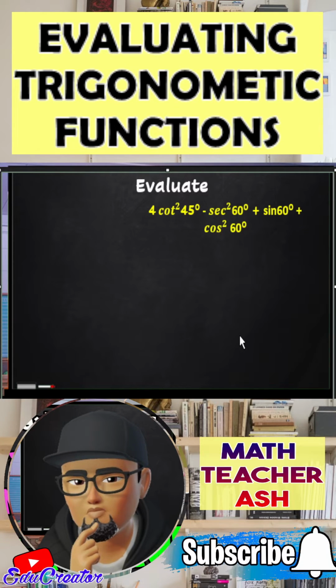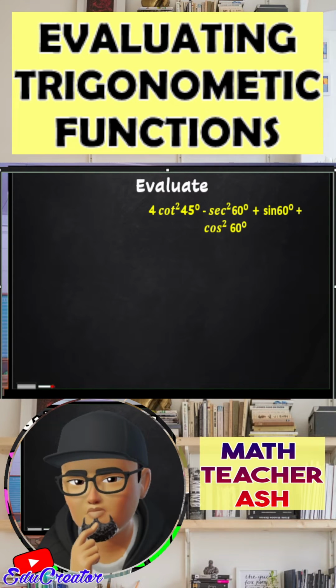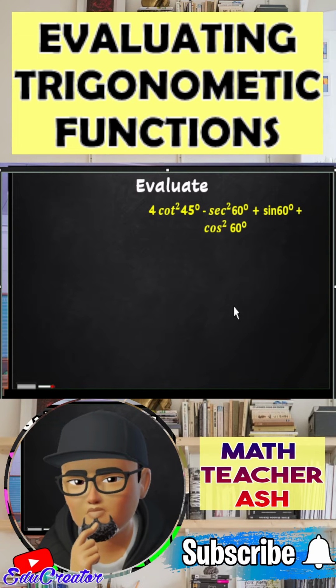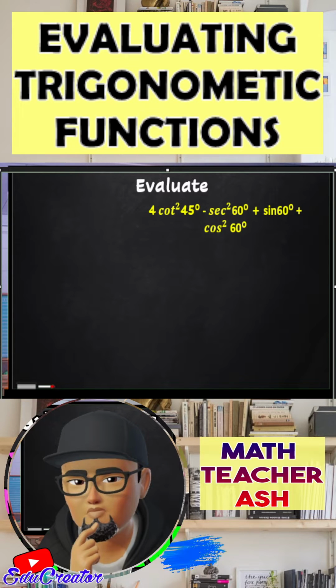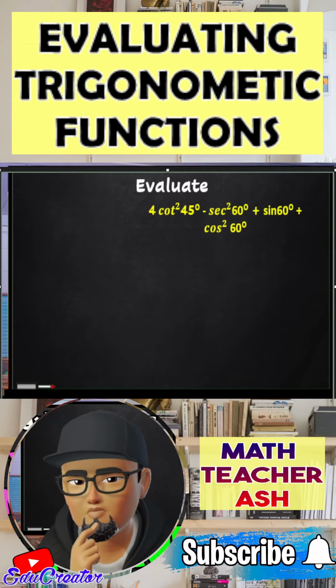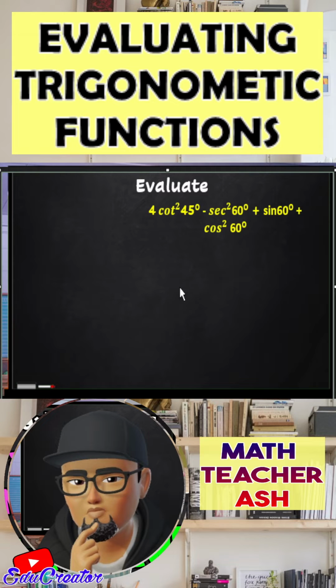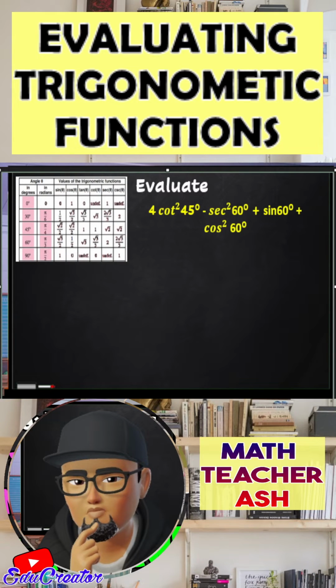Now we have here question number 6: cotangent squared 45 minus secant squared 60 degrees plus sine 60 degrees plus cosine squared 60 degrees. Alright, so it is quite long and challenging. Of course, my dear math learners, I will also give you this as your exercise because this is just like what we have earlier in the given example.